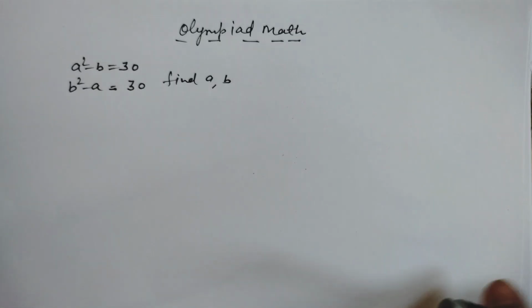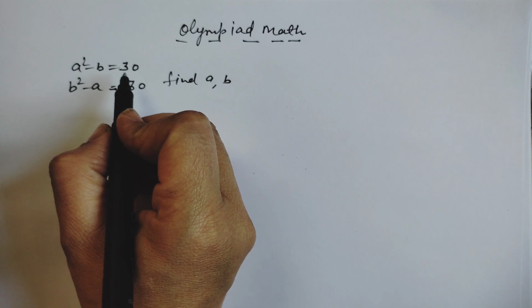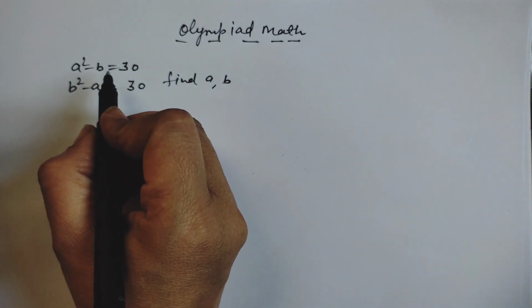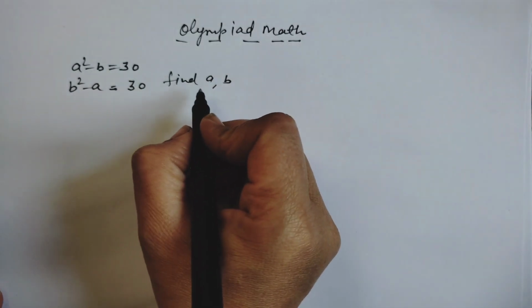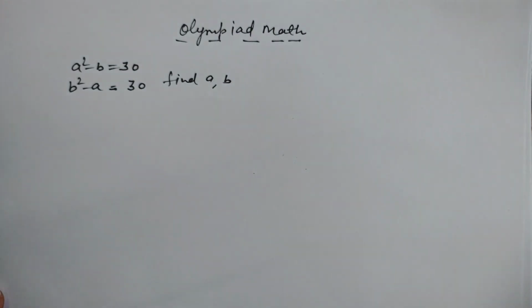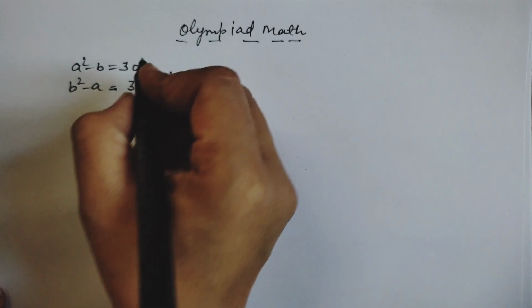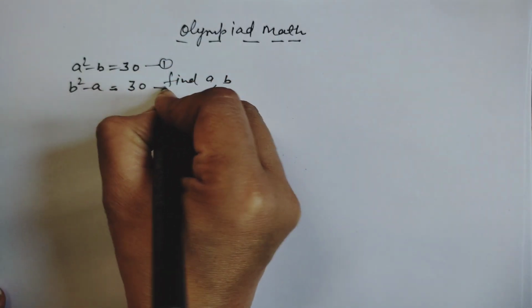Hello everyone. Today's question is an algebra question: a square minus b equals 30, and b square minus a is equal to 30, and we need to find the values of a and b. So how do we find the a or b value? First of all, this is equation number 1 and this is equation number 2.